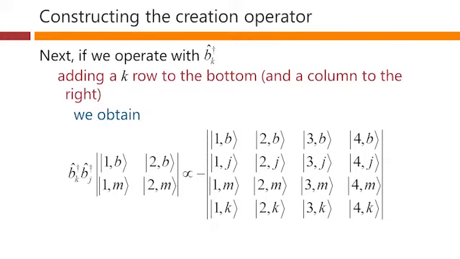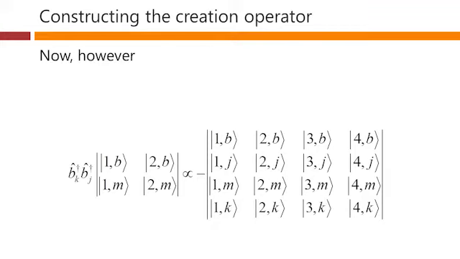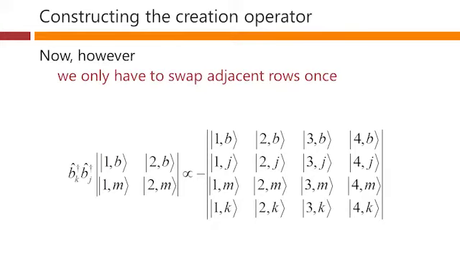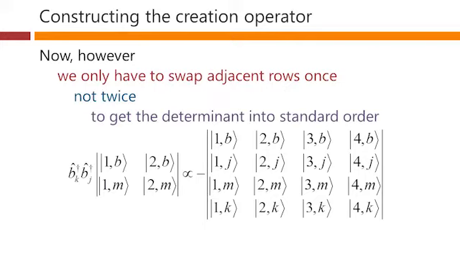And we haven't done any more swaps yet, so we're still looking at the state we had before with the minus sign we had there before, but we note we've got rows that are not in order here. Now, however, we only have to swap adjacent rows once, not twice, to get the determinant into standard order. We're going to have to swap the k and m rows, but we don't have to do another swap because k is after j in the alphabet.